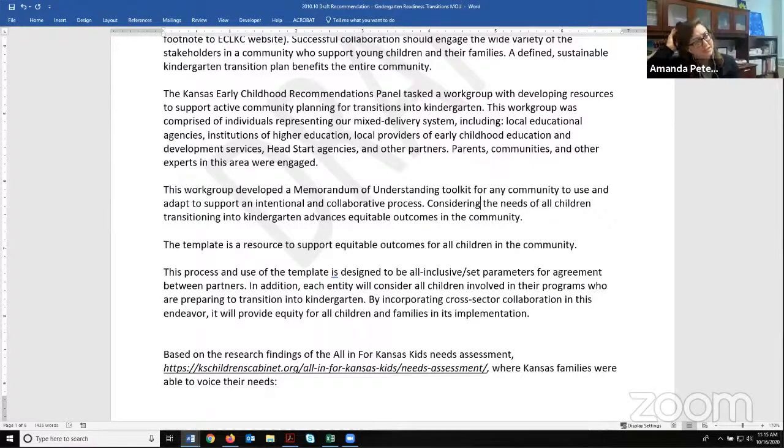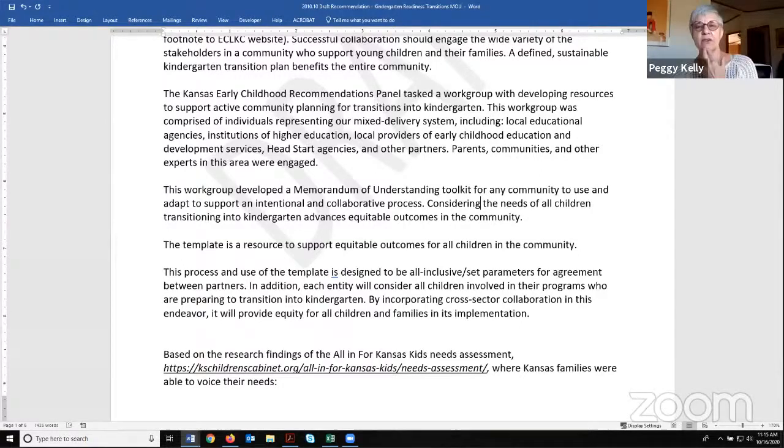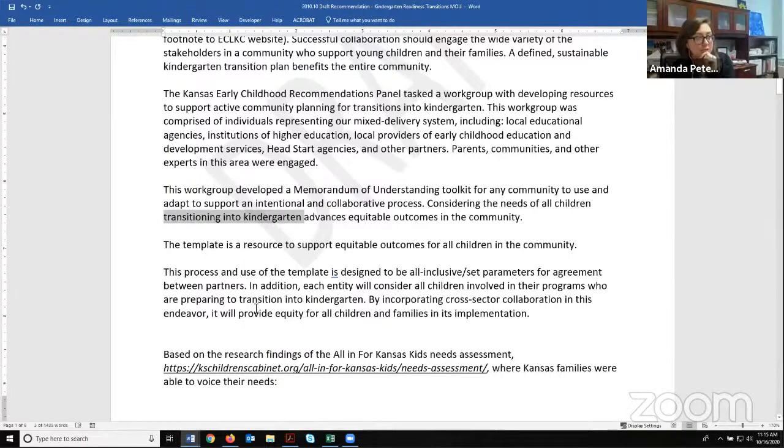Does considering the needs of all children transitioning into kindergarten advances equitable outcomes in the community capture what we've got here? I think it's a sentence fragment. Considering the needs of all children. Who's considering? I think I hear what you're getting. I think we just need to tweak it a little bit. Maybe if we delete the extra ing. Considering the needs of all children advances equitable outcomes in the community.